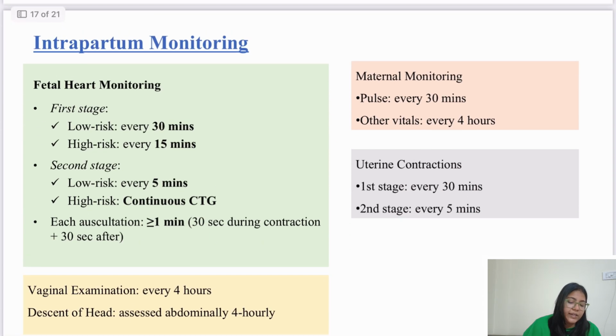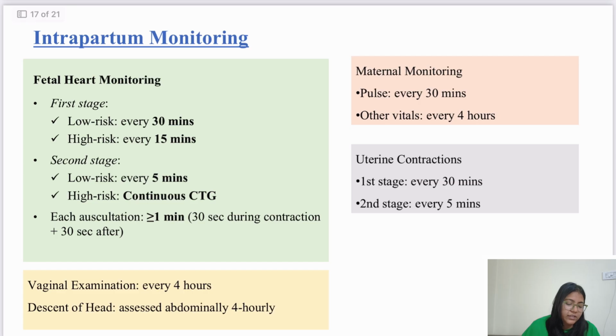So this is how intrapartum monitoring goes. In first stage, in a low risk patient, you monitor fetal heart rate every 30 minutes. In a high risk patient, every 15 minutes. In second stage, you look for fetal heart rate every 5 minutes in a low risk patient, and in a high risk patient there is continuous CTG monitoring.